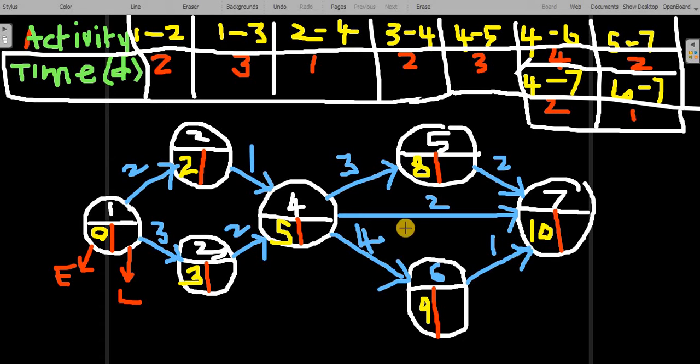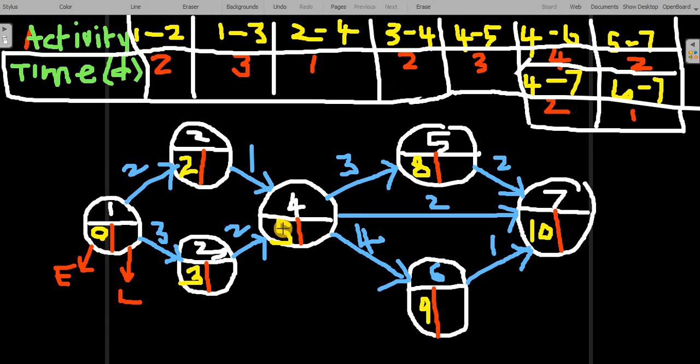Whenever we calculate the forward pass, we have to add the earliest time of the corresponding event and the activity time, and we have to write the next earliest time for the next event. Now that's all, the earliest time calculation. We are adding and writing, and whenever 2 arrows are ending, whichever is the maximum, that we have to write. That's all, earliest time calculation.